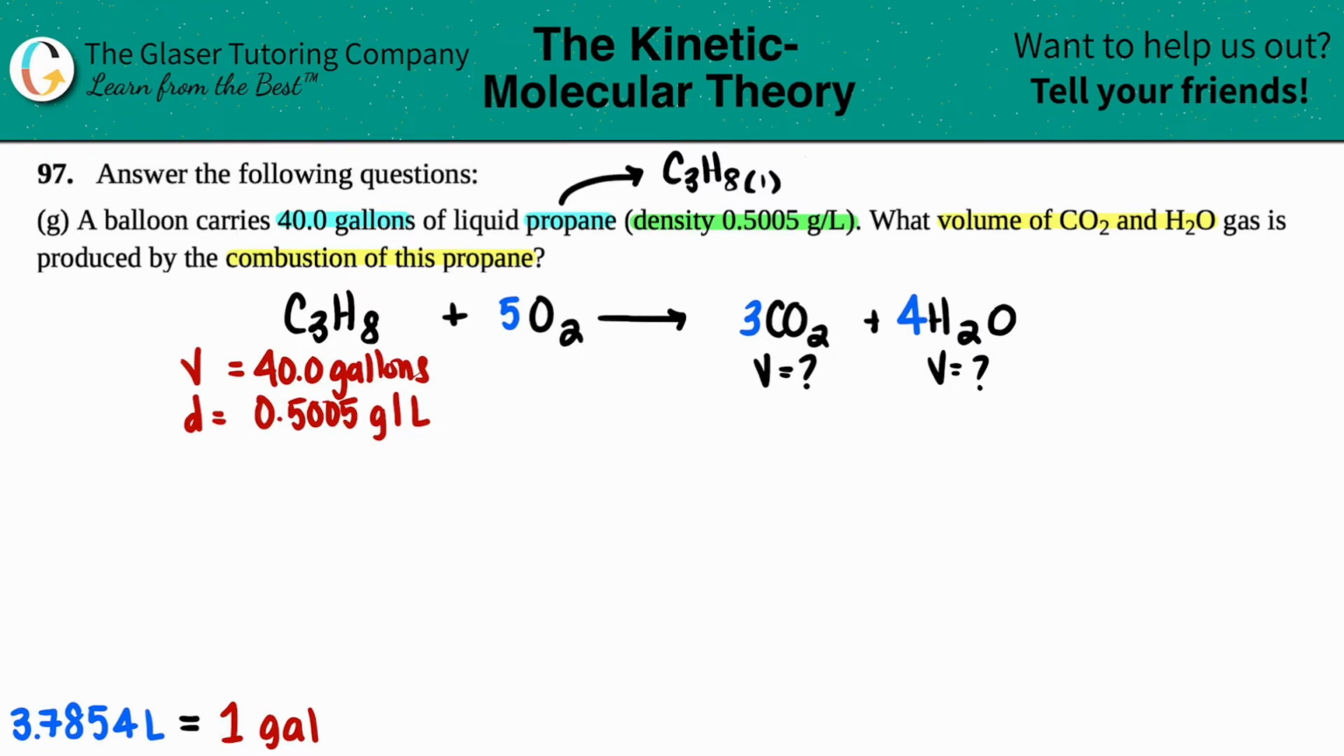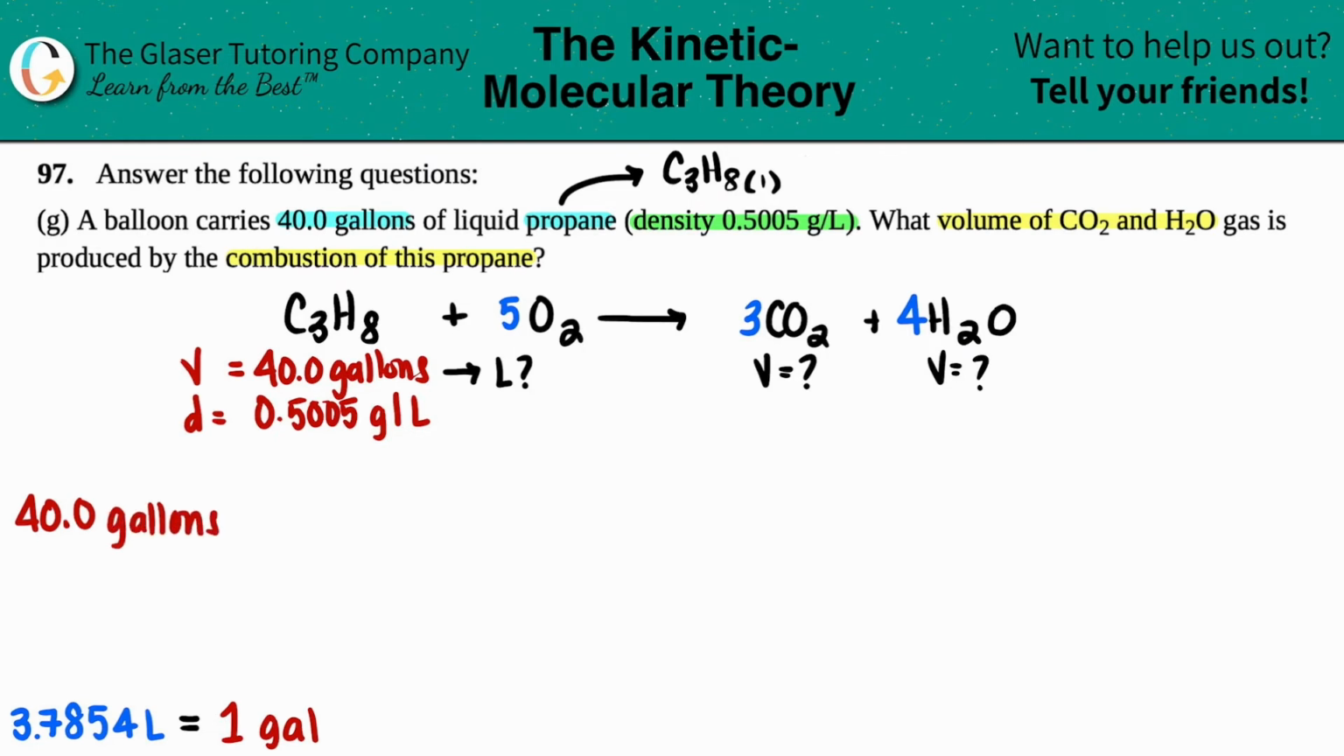It's an English unit. So the first thing we have to do is convert these gallons into liters. And I wrote down the conversion down here, right? 1 gallon equals 3.785 liters, 3.7854 liters. So let's just quickly do that. We have 40.0 gallons.